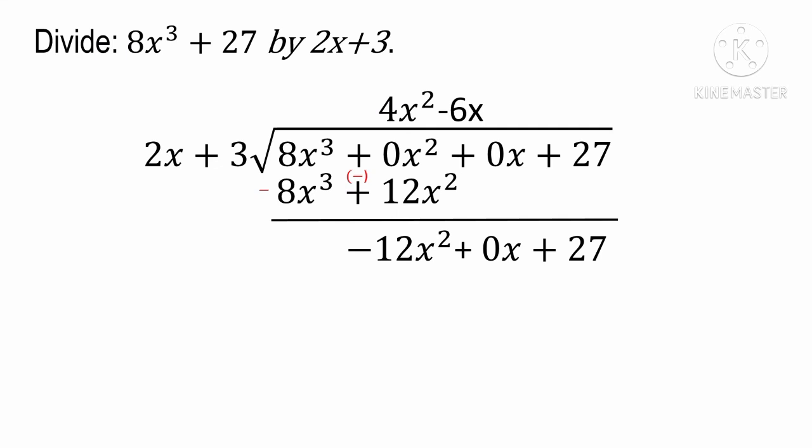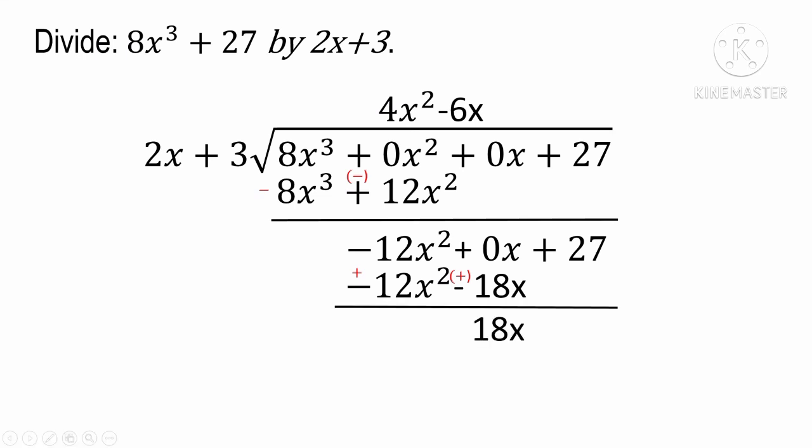Repeat the process. Negative 12x squared divided by 2x. The result is negative 6x. Negative 6x now, multiply the divisor 2x plus 3. So, isa-isahon, negative 6x times 2x, negative 12x squared. Negative 6x times 3, negative 18x. Then, subtract or automatic change the sign para mas dali. Negative 12 plus 12, so 0. And then, 0 plus 18, that is positive 18x, bring down positive 27.